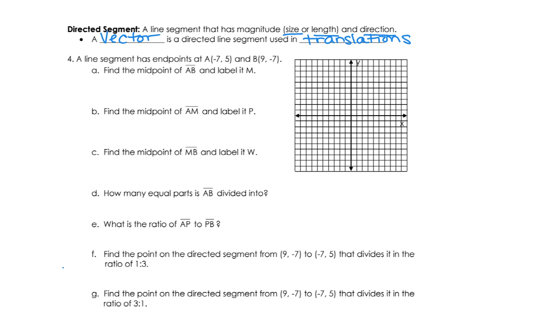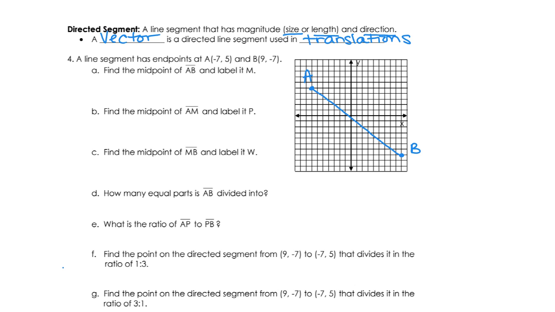And so in number 4, it talks about a line segment whose endpoints are at A, which is at -7, +5, and B, who's at 9, -7. Okay. I'm going to try to draw the straightest line I can. Kind of important to draw a straight line in this case. Okay, so hopefully that'll work out.